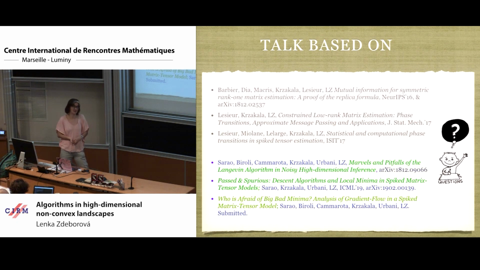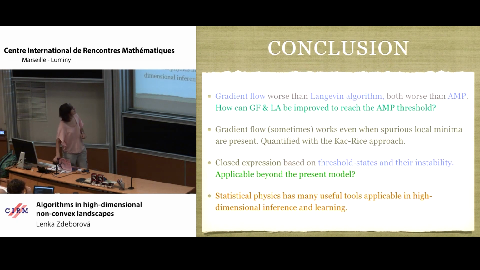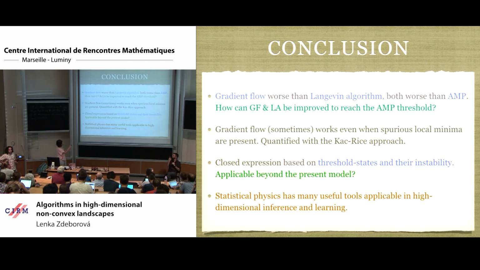So that's okay. That's like, when I had my question, how can these algorithms be improved to reach the MP threshold? What are the generic strategies? This could be one of them.